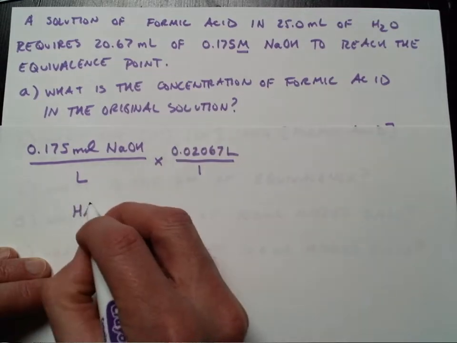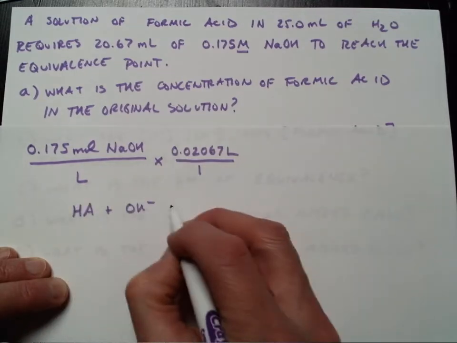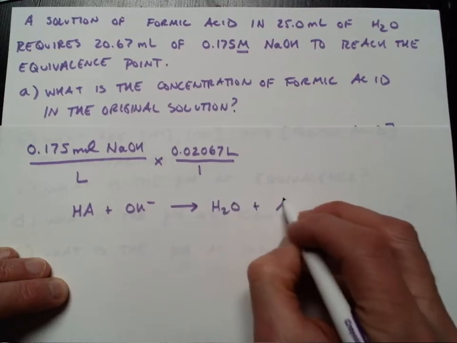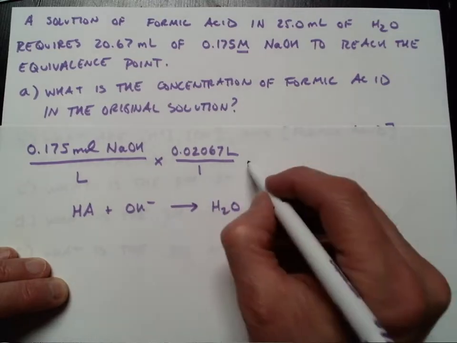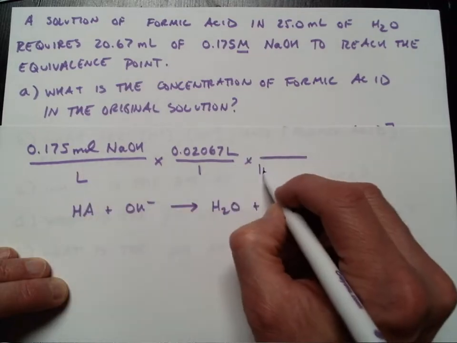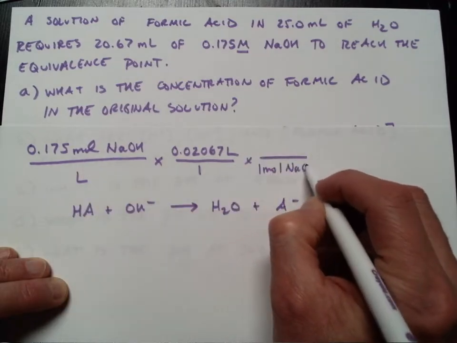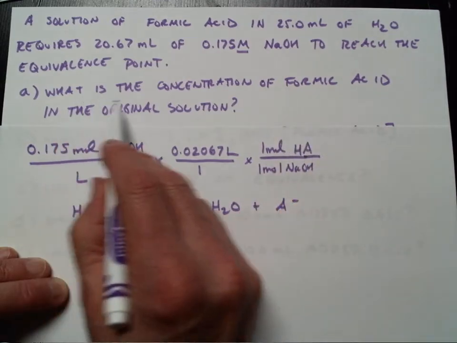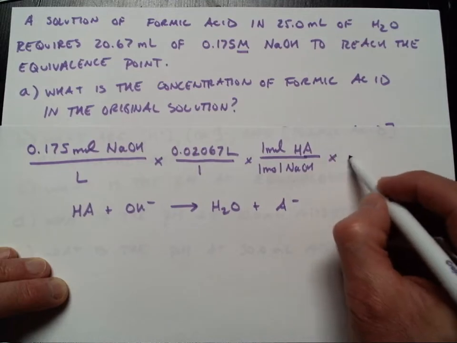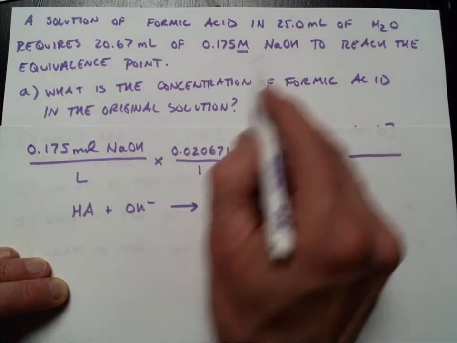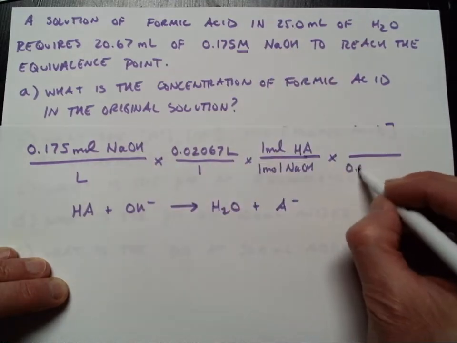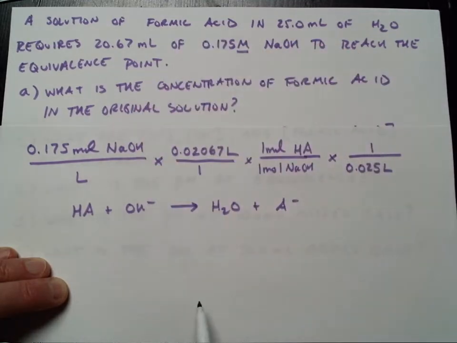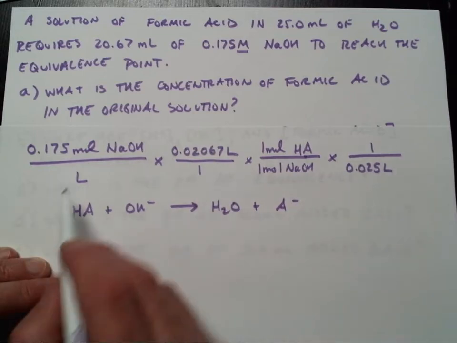Formic acid is a weak acid, and it reacts with sodium hydroxide in a 1-to-1 molar ratio. It's going to give me water and the formate anion. So I know then that for every 1 mole of sodium hydroxide, I'm going to have 1 mole of my weak acid, formic acid. So I will know the concentration of formic acid in the solution. Well, if it took this much sodium hydroxide and I had 0.025 liters of the formic acid solution to begin with, look how all this works out.